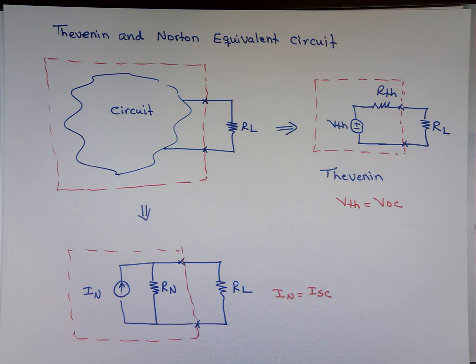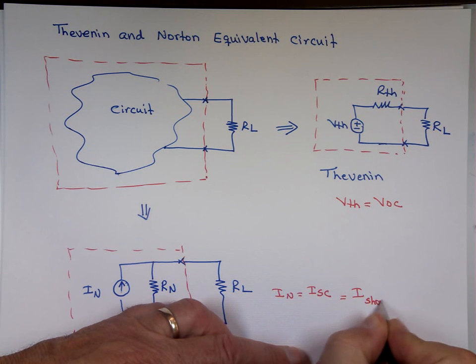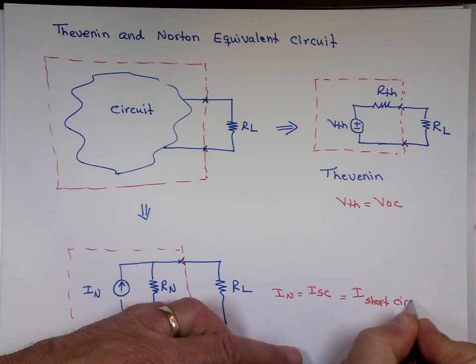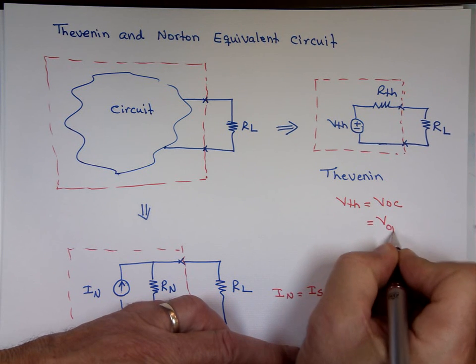Let me just go and pick a problem, maybe a good problem. What is that? V Thevenin equals V open circuit. And I Norton equals I short circuit. So this is I short circuit. From the name, that means you put a wire there, right? And this is V open circuit.